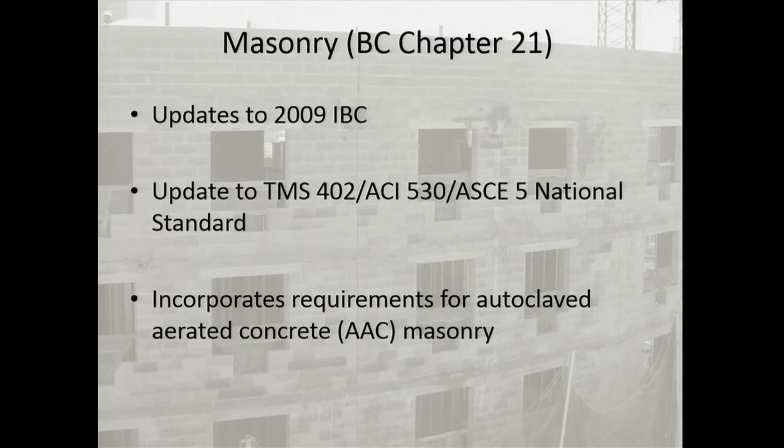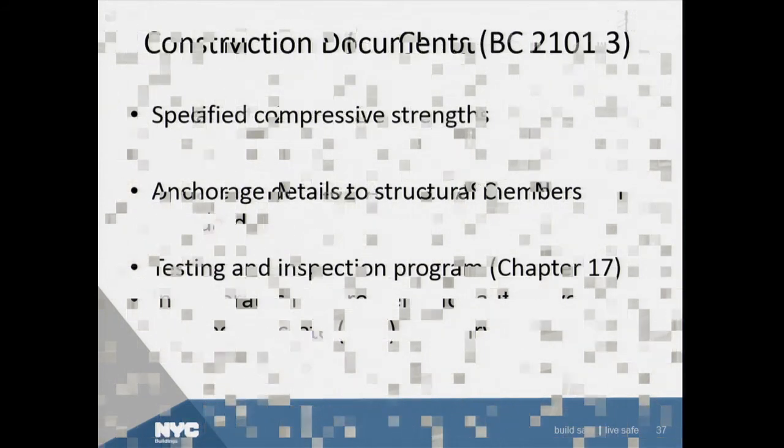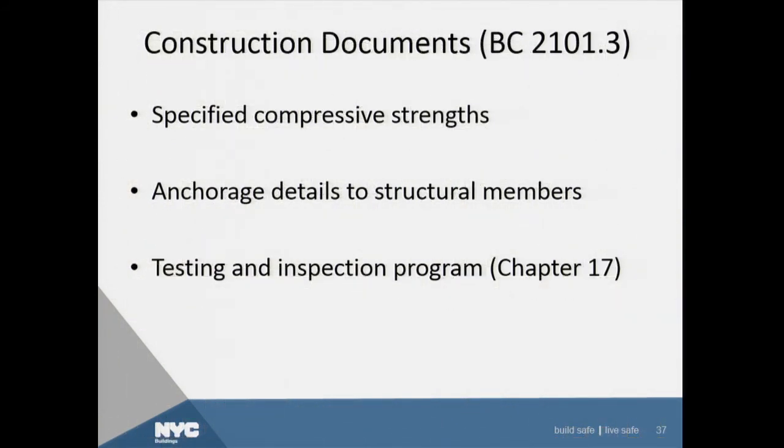Chapter 21, some basic highlights here. We're updating to the 2009 IBC requirements for the most part, and it's incorporated some new materials such as autoclaved aerated concrete masonry units. Some updates to the construction document requirements. These are new, but they're basically things that were in the national reference standard that have now been moved into the text of the code so that they're more clearly shown to everyone and they're not in the other book that you got to buy.